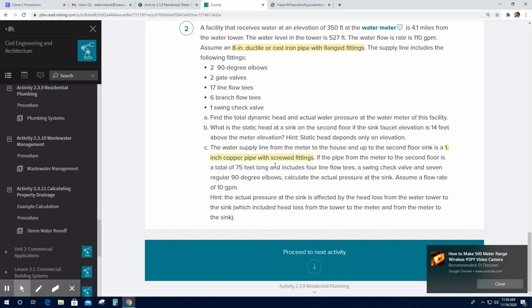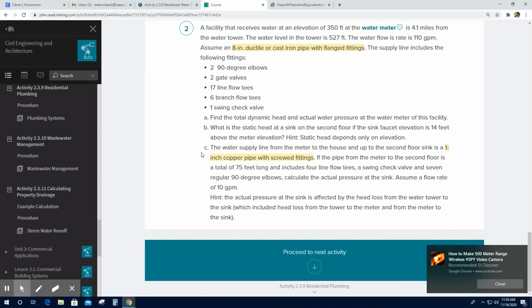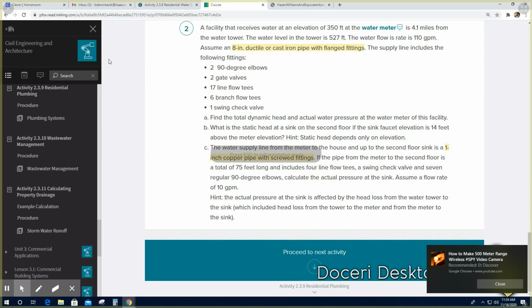Since it says screwed fittings, you are going to use this table this time. You are supposed to use this table to be able to answer the questions. Okay, so I'm going to go to here and answer them. If I take a screenshot here, we are going to calculate the length again.